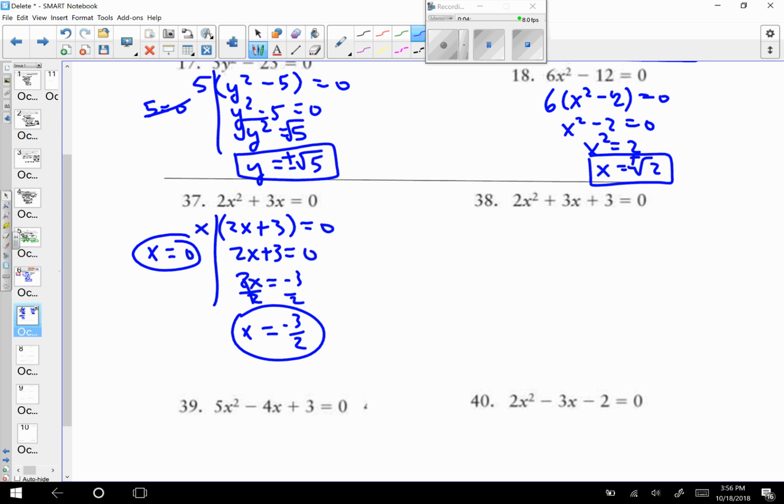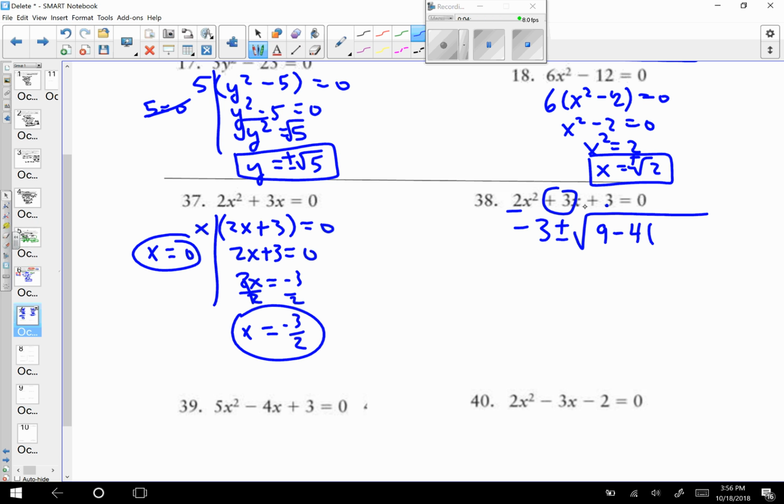Second solution. Here, I was trying this earlier. I was trying to do AC method. It didn't work because there's no two numbers that multiply to be 6 and add to be 3. So you just have to do quadratic formula. Quadratic formula says you do the opposite of b. So whatever b is, which is the number in front of the x, you do the opposite. So it's positive 3. I'm going to put a negative 3. Plus or minus the square root of b squared. So 3 squared is equal to 9. Minus 4. It's always times 4.